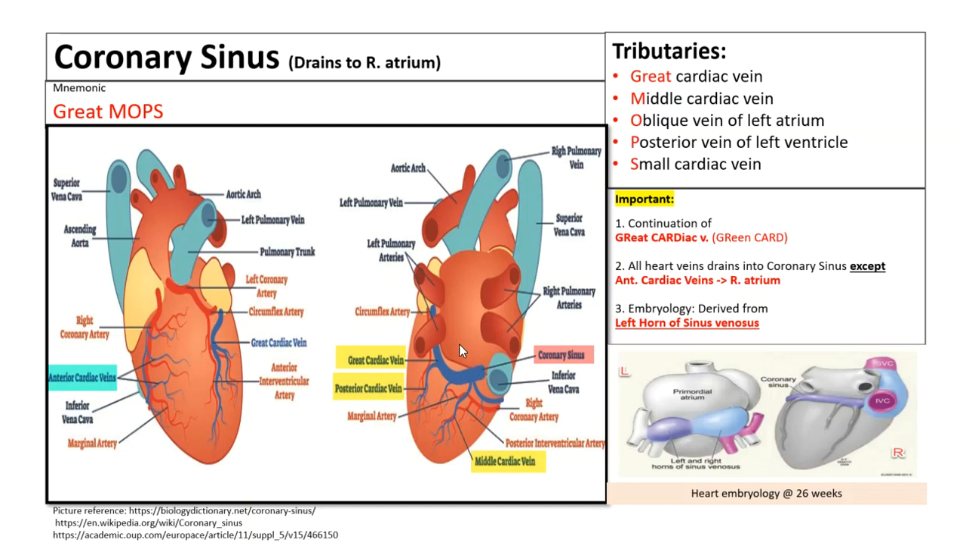So in this picture, you won't be able to see the oblique vein, but here you can see the great cardiac vein, which actually runs on both the anterior and posterior side of the heart. You can see the great cardiac vein: this is the anterior side of the heart and this is the posterior side of the heart. So it runs in the anterior part and it also runs at the posterior part of the heart.